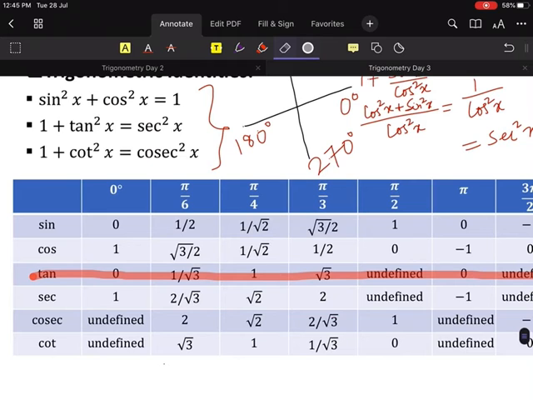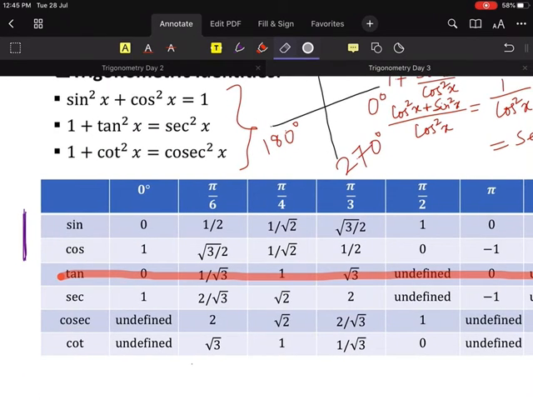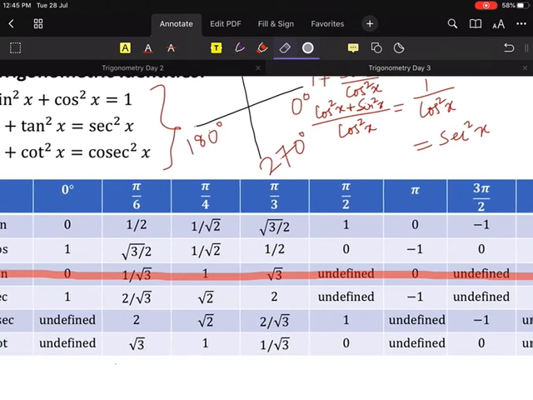Guys, opposite of tan. So what do we see? Tan is 0, cot will be 1 by 0, that is undefined. Tan is 1 by root 3, cot will be root 3. Opposite of tan: tan is 1, cot will be 1. Tan is root 3, cot will be 1 by root 3.